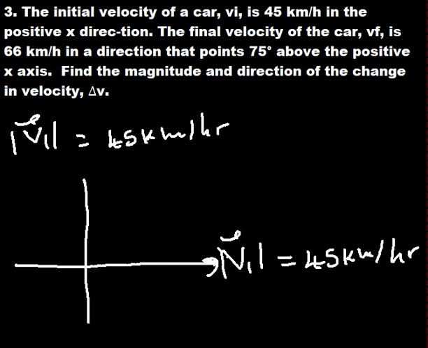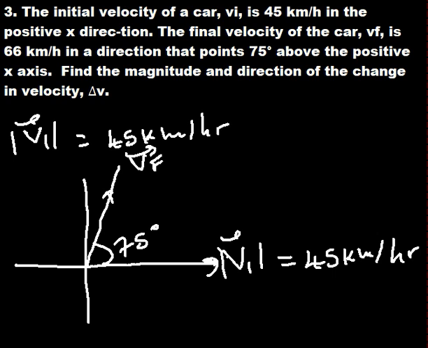And the final velocity of the car, which is v, is about 66 kilometers per hour in the direction that points 75 degrees above the positive x-axis. So let's say this is 75 degrees, because this is the positive x-axis, and above that we have a vector. So that is the vector, like that. Should be a vector vf, that is the final velocity, in that way.